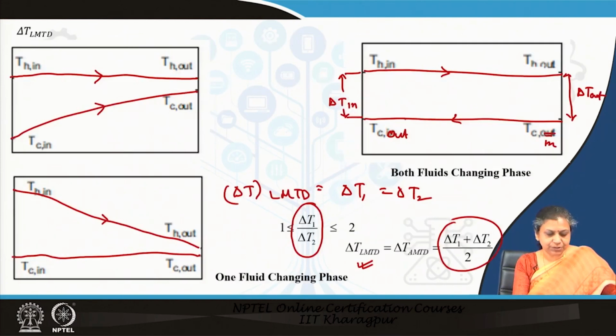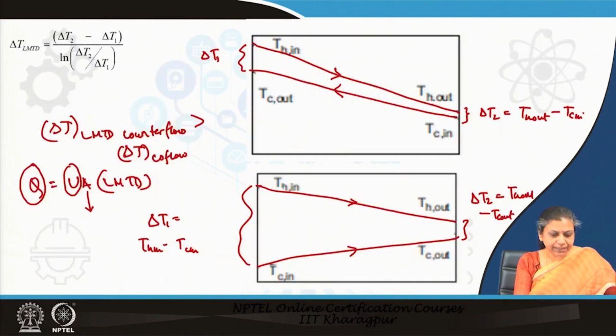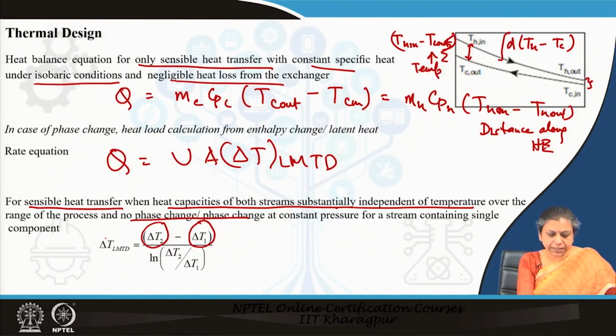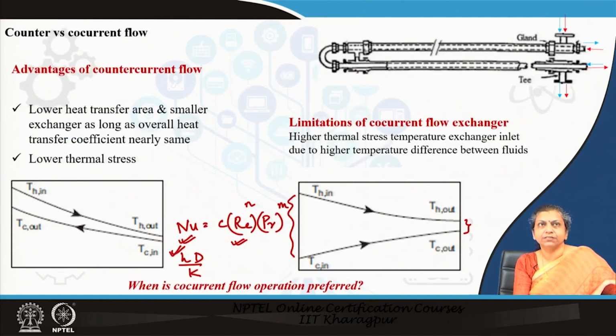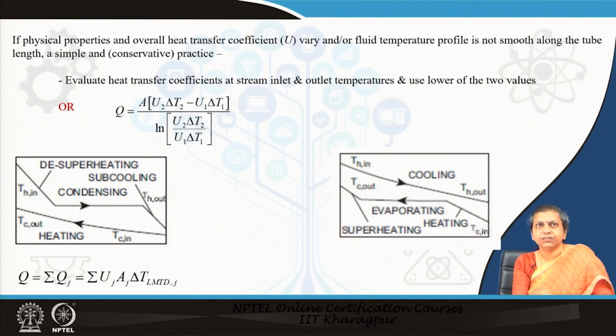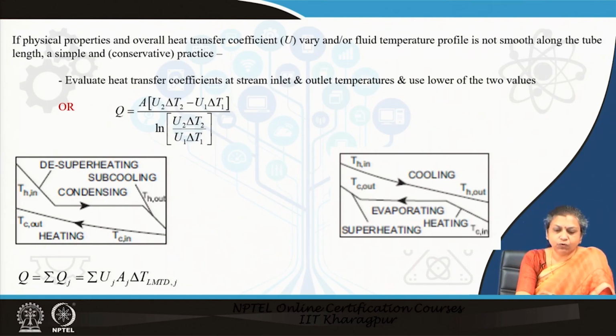There is one other thing. If you remember, in this particular case, what have I told you here, that the derivation was made when all the heat capacities were substantially independent of temperature, sensible heat transfer, no phase change, etc. In other words, we had assumed for this derivation that u remains constant. If it happens under certain cases that the physical properties are varying and therefore the overall heat transfer coefficient varies, or maybe the fluid temperature profile is not smooth, under that condition what will you do? You cannot use this equation directly.